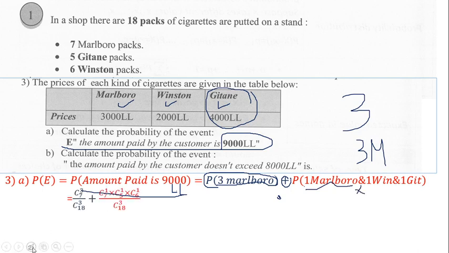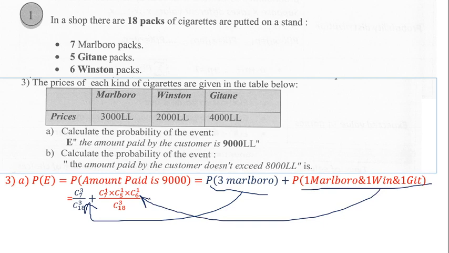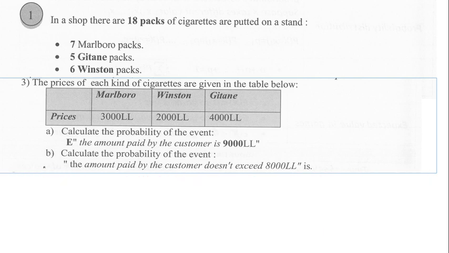So this is the answer as you see here below. So he can use 3 out of 7, this is the Marlboro, or one from each, this is the one from each we have talked about before, and the calculation could be done on a calculator and you will get the answer.